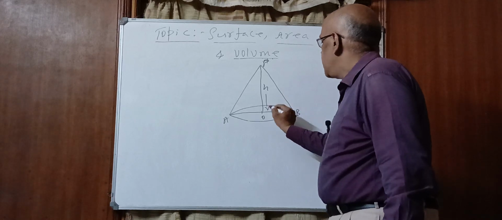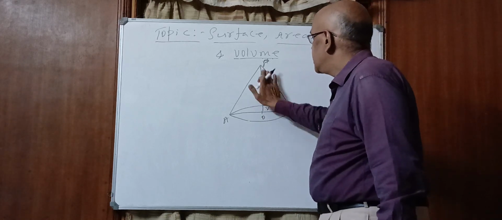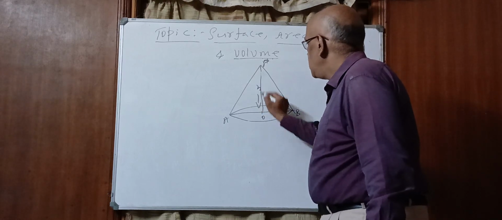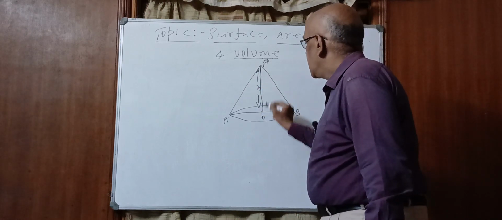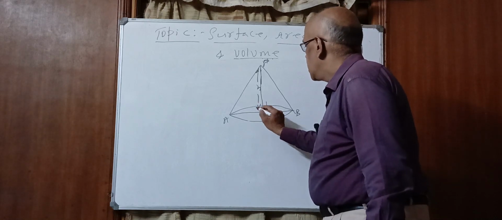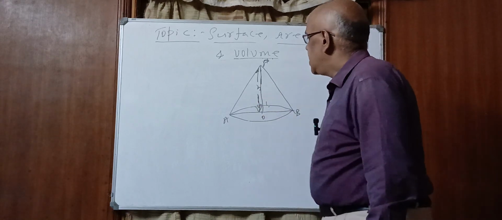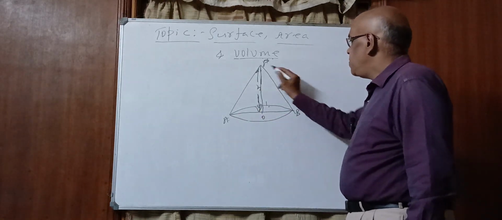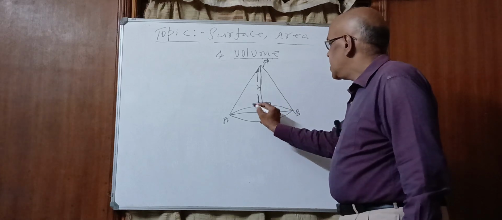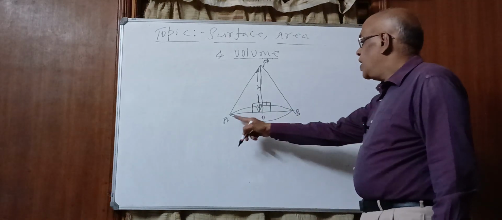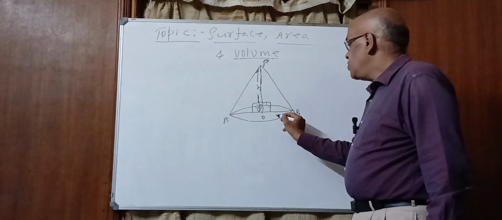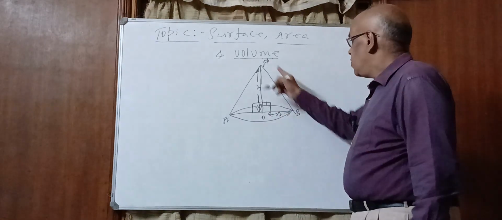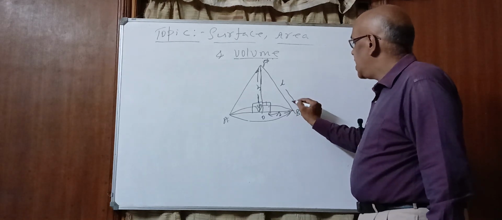Height is OP. Now see, children, I'll write this side. What is this? Height. Height of the cone, H. See, children, now look at APO or BPO. What is it? Right angle triangle, isn't it? So what is AB? Diameter. What is OB? Radius. What is OP? Height. What is PB? Slant height, L.